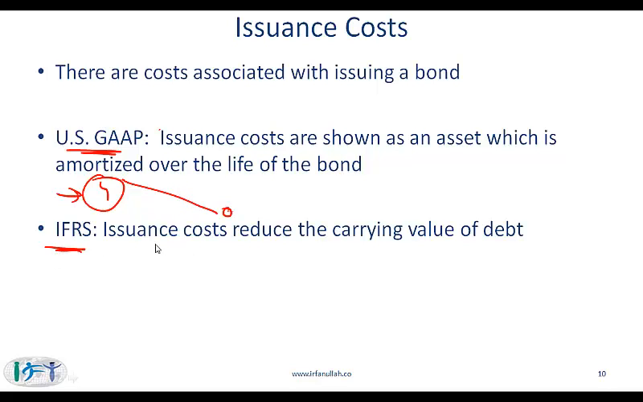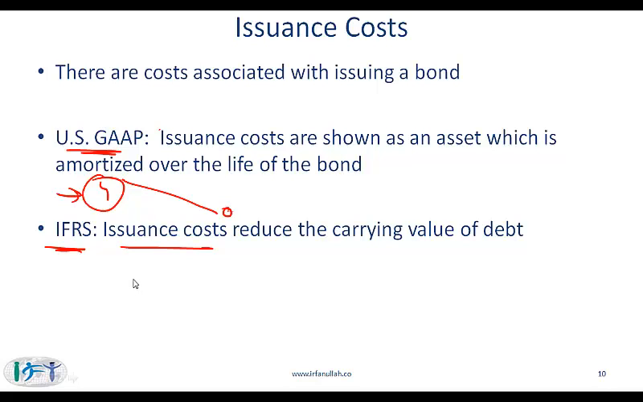IFRS says that the issuance cost should reduce the carrying value of the debt. So effectively what IFRS is doing is netting. If I go with the same example, let's say that the company issues the bond at par. So how much will the company get when it issues a bond with $100 par value? It will get 100. But then it needs to pay 4 to the underwriter, the entire issuance cost.